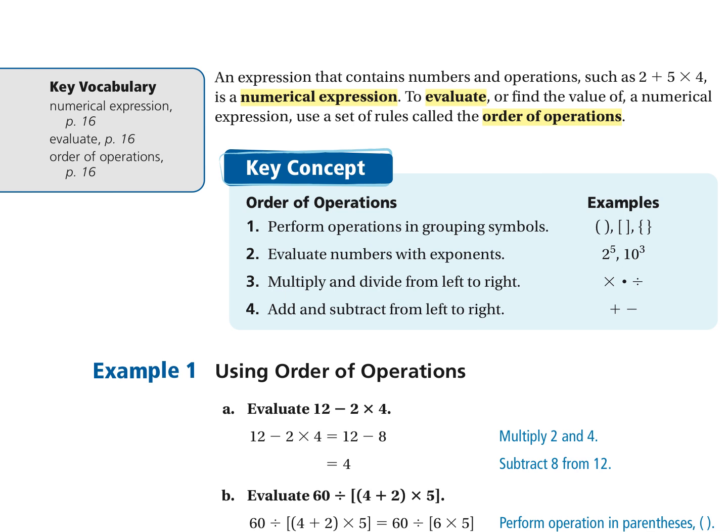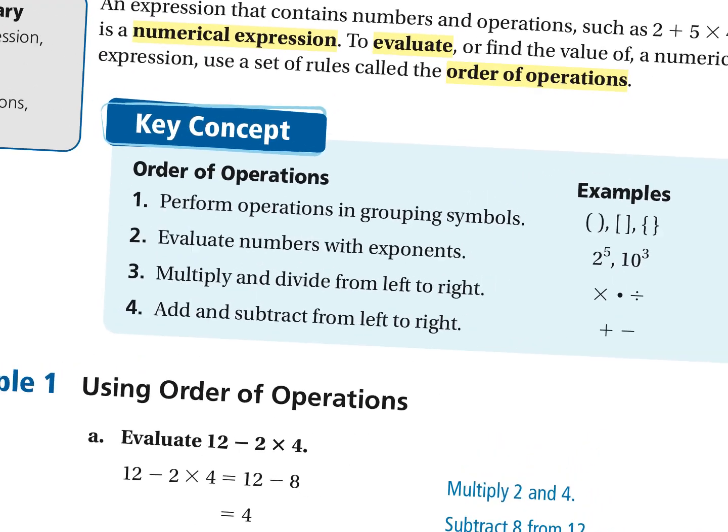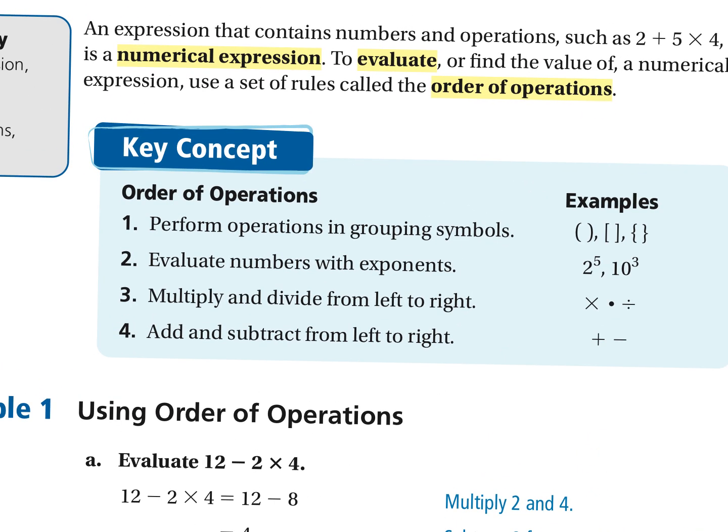All right, our key concept, our order of operations, gives me several examples. It says first, I want to perform operations in grouping symbols. We've only talked about parentheses, but something else I want to point out to you are these symbols here. We call these brackets, the straight ones, and these squiggly ones are called braces. You may see these also, and they are the same thing. We want to make sure that we are doing any operations inside any of those grouping symbols first.